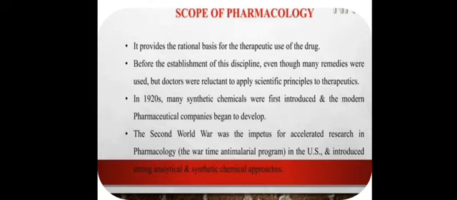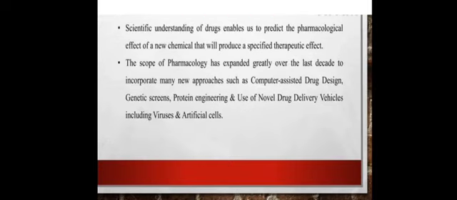Before the establishment of this discipline, even though many remedies were used, doctors were reluctant to apply scientific principles to therapeutics. In the 1920s, many synthetic chemicals were first introduced and the modern pharmaceutical companies began to develop. The Second World War was the impetus for accelerated research in pharmacology in the US and introduced strong analytical and synthetic chemical approaches. Scientific understanding of drugs enables us to predict the pharmacological effect of a new chemical that will produce a specified therapeutic effect.